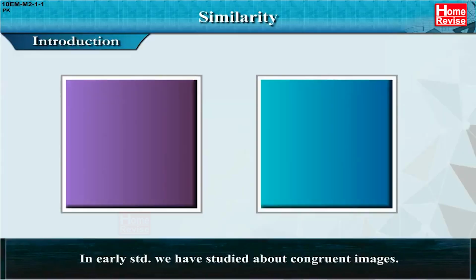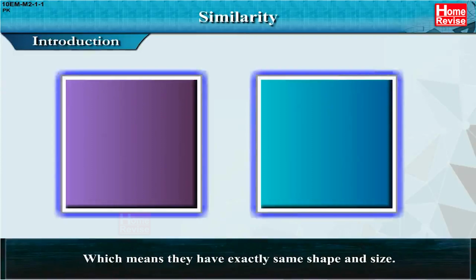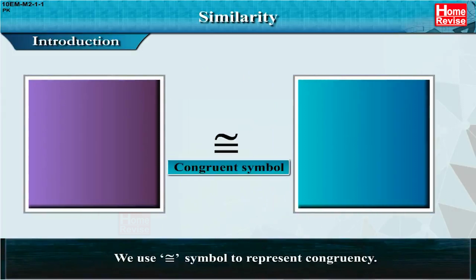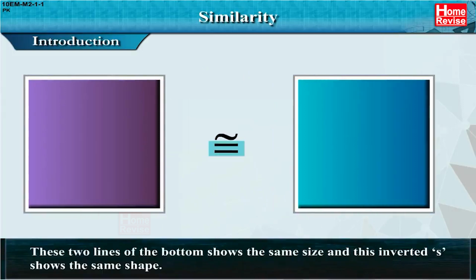In early standards, we have studied congruent images, which means they have exactly the same shape and size. We use the congruent symbol to represent congruency. These two lines at the bottom show the same size and this inverted S shows the same shape.